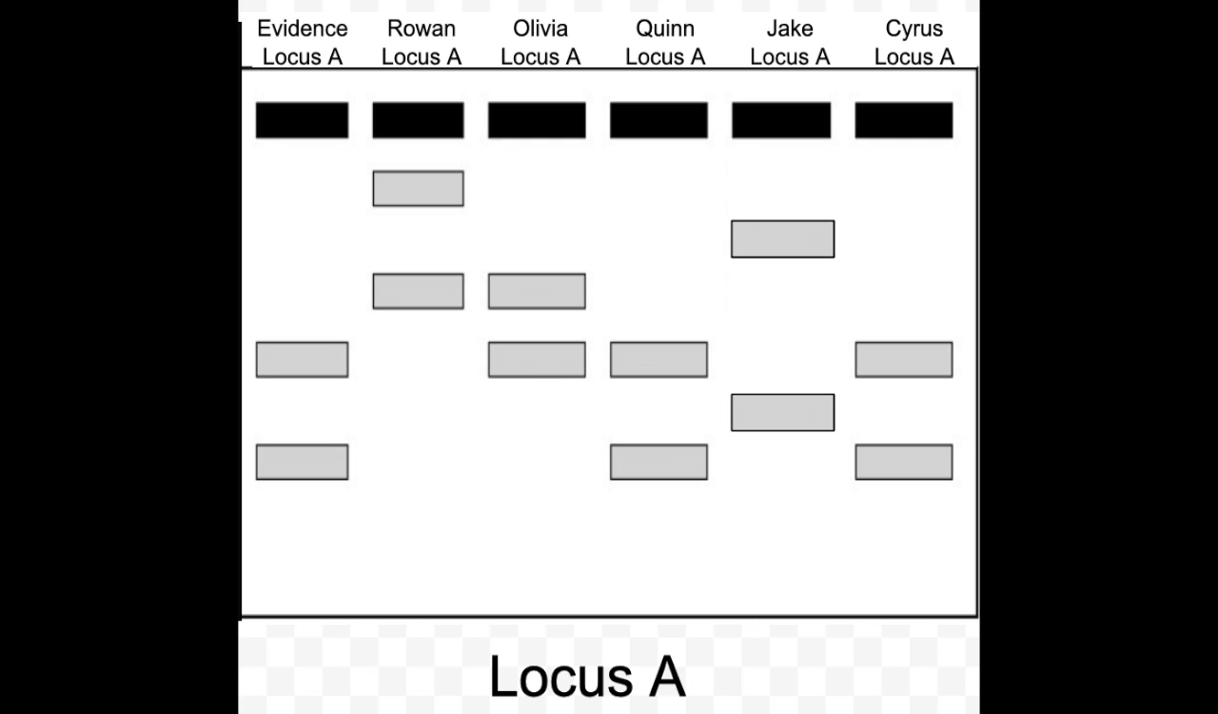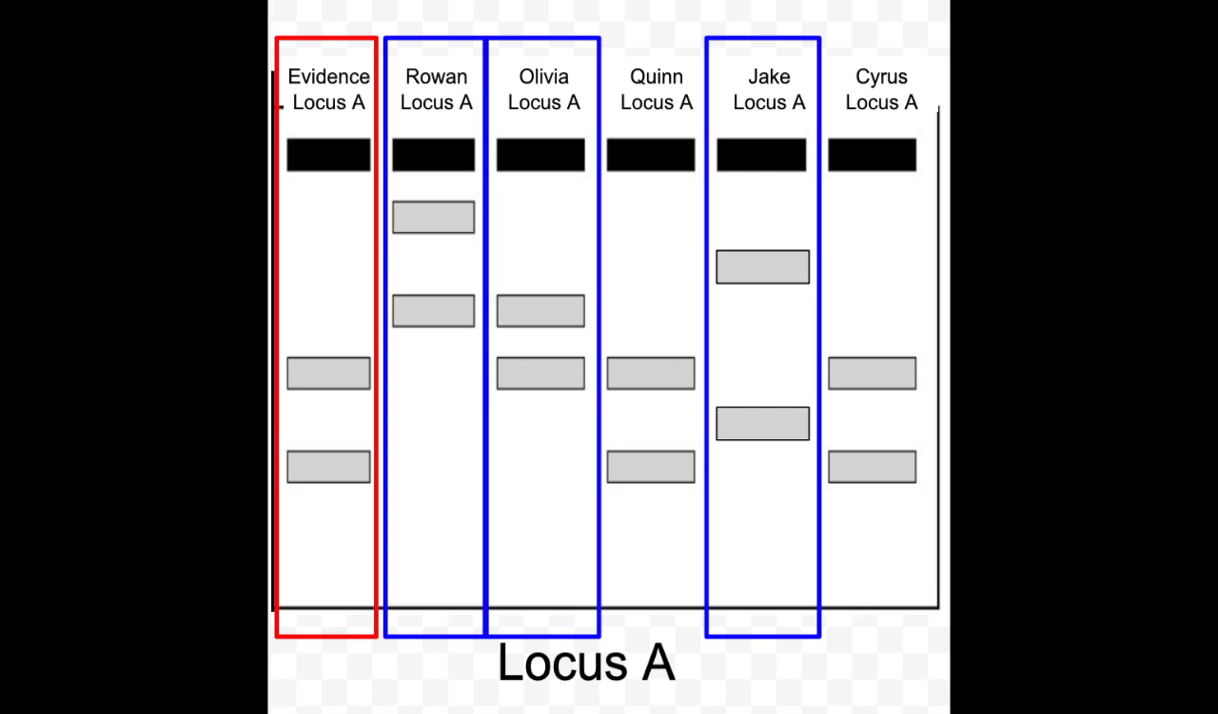As we analyze the DNA fingerprints, people can be excluded if their DNA does not match exactly at the loci. So, looking just at locus A, we can exclude Olivia, Rowan, and Jake, since they are missing bands that match the evidence DNA. Since these three suspects' DNA does not exactly match the evidence DNA, we can rule them out of leaving evidence behind.